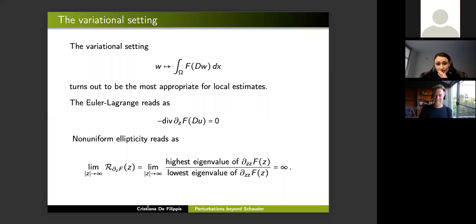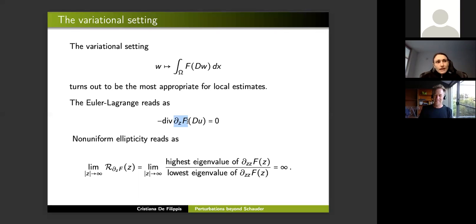Okay, let me see what happens in the variational setting when we want to describe what is uniform or non-uniform ellipticity. If I have a variational integral of this type, whose Euler-Lagrange equation reads this way, I can define non-uniform ellipticity by considering what? In the case of an equation, I wanted the derivative in the gradient variable of the nonlinear tensor A of z. In this case, the nonlinear tensor is ∂_z f.